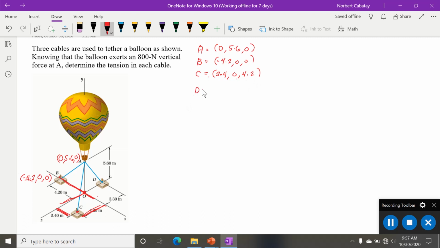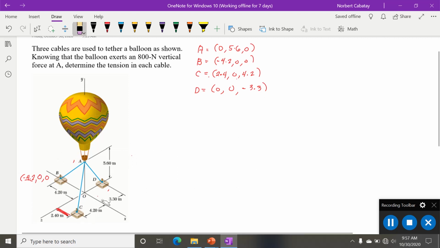Then, yung ating D is equal to sa X, that is 0. Then, sa Y, that is also 0. But sa Z, siya ay negative 3.3 meters. So, that will be our coordinates.